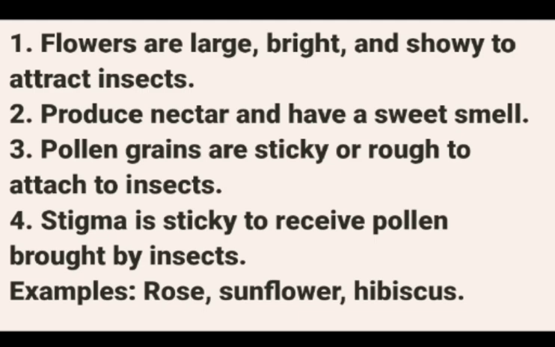Now, the adaptive characters of insect-pollinated flowers. Flowers are large, bright, and showy to attract insects. They produce nectar and have a sweet smell. Pollen grains are sticky or rough to attach to insects. The stigma is sticky to receive pollen brought by insects. Example: rose, sunflower, hibiscus.